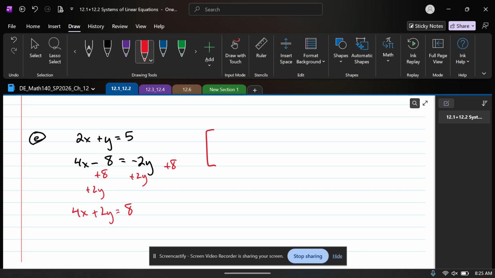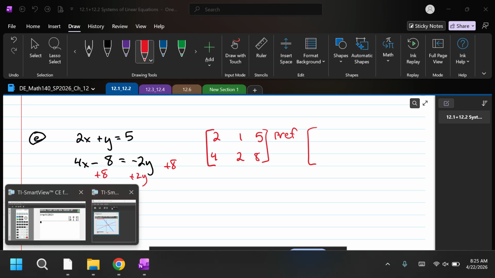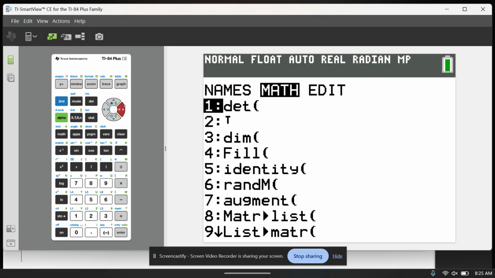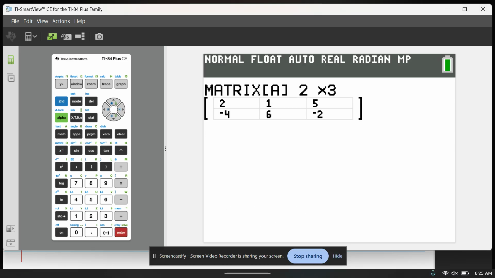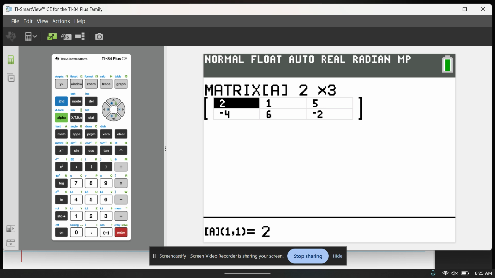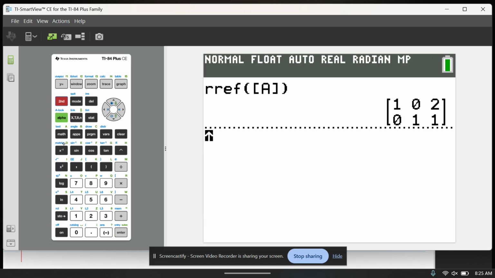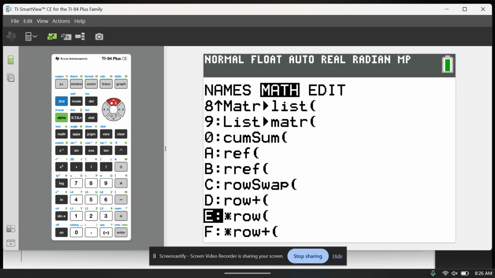And then my matrix that I'm going to put into the calculator is 2, 1, 5, 4, 2, 8. And I'm going to run RREF on that and see what it gets me. Second matrix, go over to edit. I'm just going to do matrix A again, 2 by 3. I've already got that first row the right way. I'm just going to change my second row: 4, 2, 8. Second quit. And then I'm going to tell it to do the RREF of matrix A.